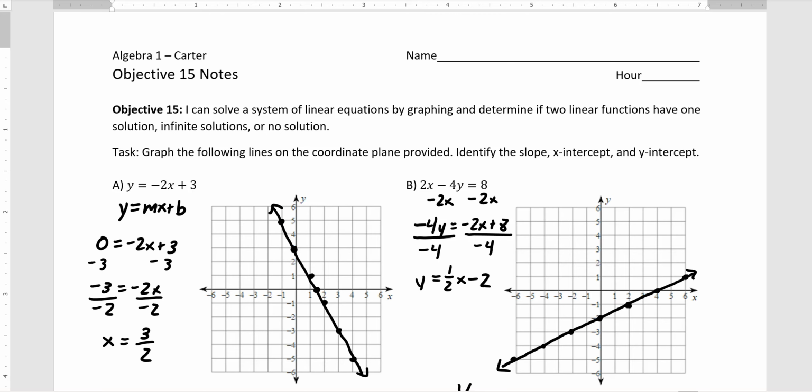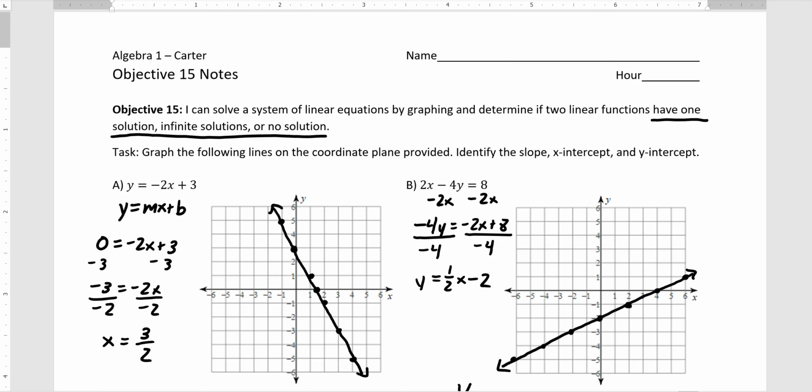This is part 2 of Objective 15, which I'll remind you is: I can solve a system of linear equations by graphing and determine if two linear functions have one solution, infinite solutions, or no solution. And that's what we're going to focus on today, this idea of one solution, infinite solutions, or no solutions.